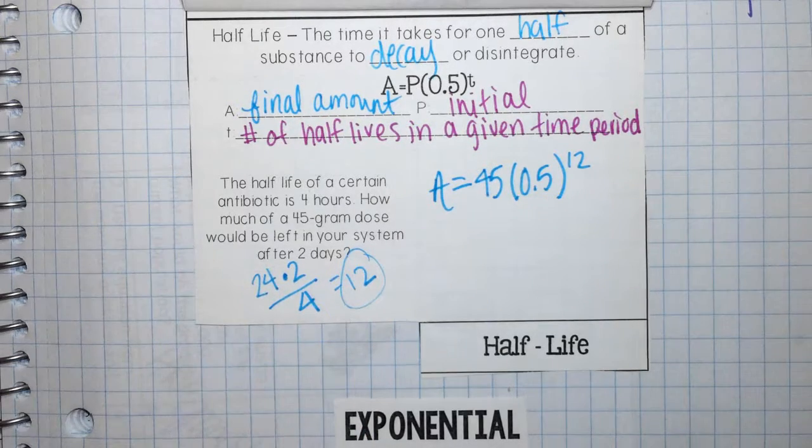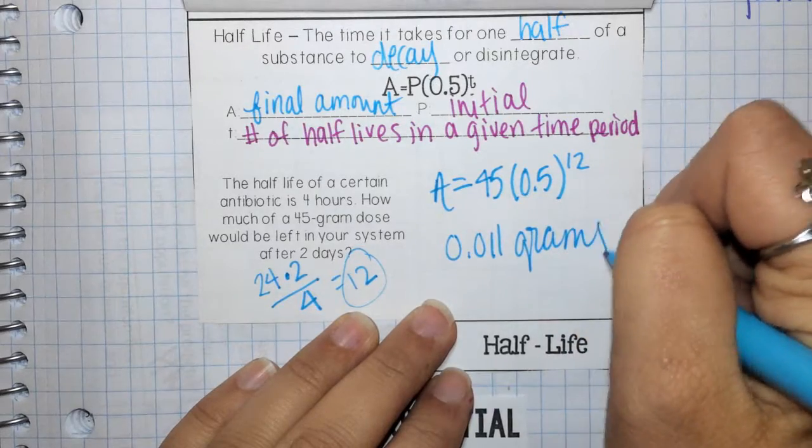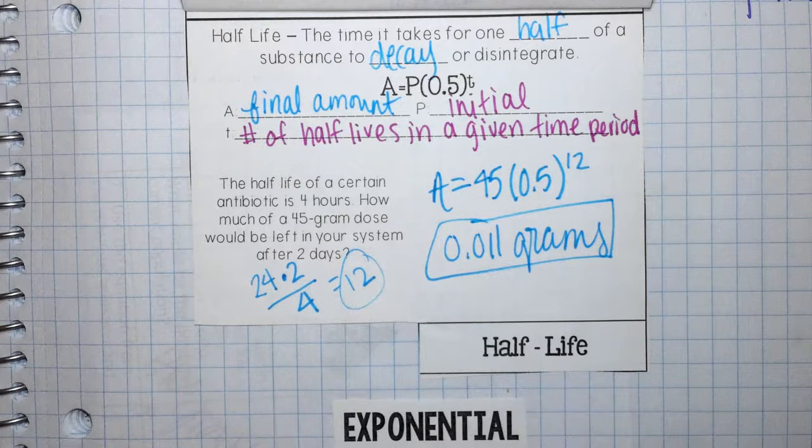Did you get 0.011? Yep. So you get 0.011 grams. You do 0.5, and you hit the, what kind of calculator do you have? I don't think there's a caret button on this one. 0.5. That's 48, and then multiply by 45.